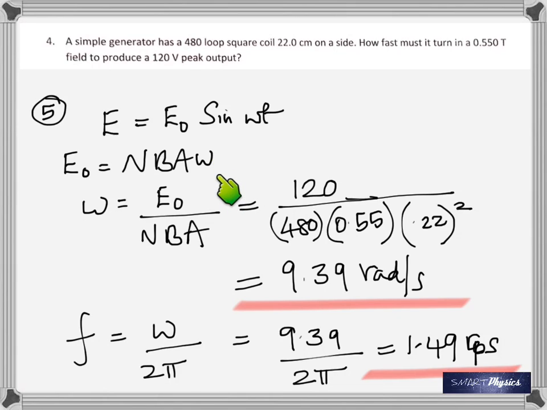And therefore, omega is E naught by NBA. And when you put all those in, and remember that for a square, the area is the square of the length, you get 9.39 radian per second, which if you divide by 2 pi, you will get the linear frequency, which is 1.49 rotations per second.